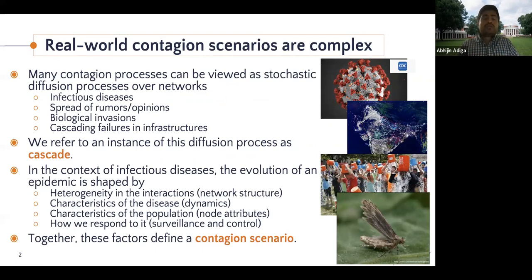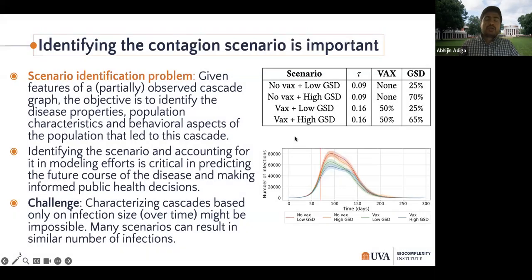So the evolution of a cascade is shaped by many factors, such as the population characteristics, the disease characteristics, and even how we respond to it. So together, these factors define a contagion scenario. So in this paper, we are addressing the scenario identification problem. That is, given an observed cascade, the problem is to identify the scenario that generated it.